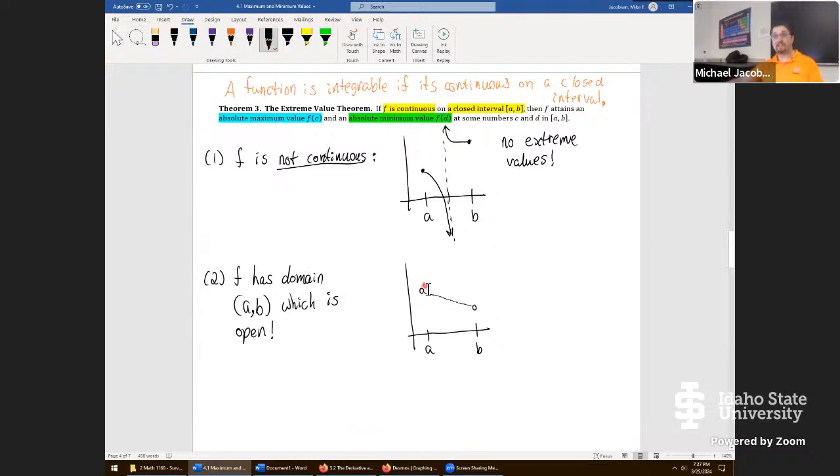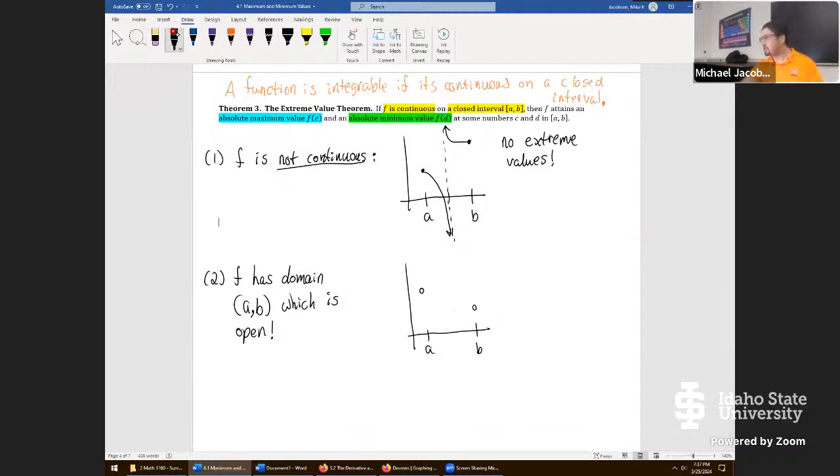There's no absolute maximum here. The curve just gets higher and higher. There's no absolute minimum. You can get lower and lower. And the moment you think you have an absolute minimum, I could get you closer. Just scoot X closer to B. So this one would actually do the job.